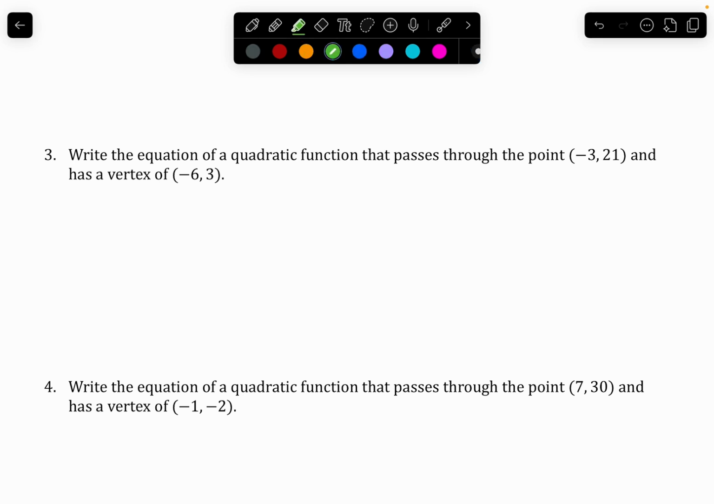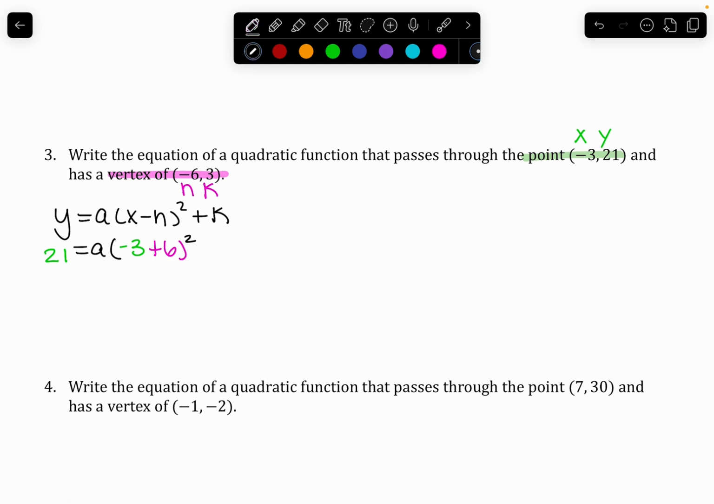So they actually gave me my point first, so I'm going to make sure that I label that x and y. Your point is always x and y. And then your vertex, this other thing over here, will be h and k. So I have y equals a times x minus h squared plus k. And then from here, I plug in all of my known values, which is literally everything other than a. x is -3. h is -6. So that means that when I plug it into my formula, it actually becomes +6. And then my k value just stays +3.